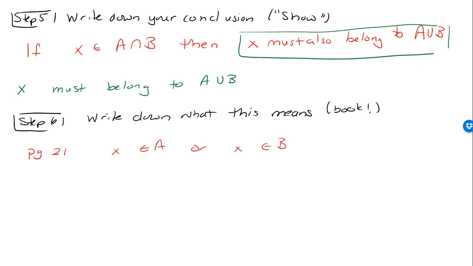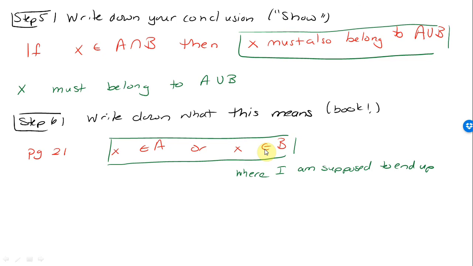The definition of union is very similar to the definition of intersection. There's only one word that's different, and that's or. It was very interesting asking definitions on tests. Like if someone messed up this definition and put and, do they get partial credit? This is why I don't ask definitions anymore. The definition must always be precise and perfect. And so or is a huge difference from and. That means X could be in this one or this one. That's where I'm supposed to end up.